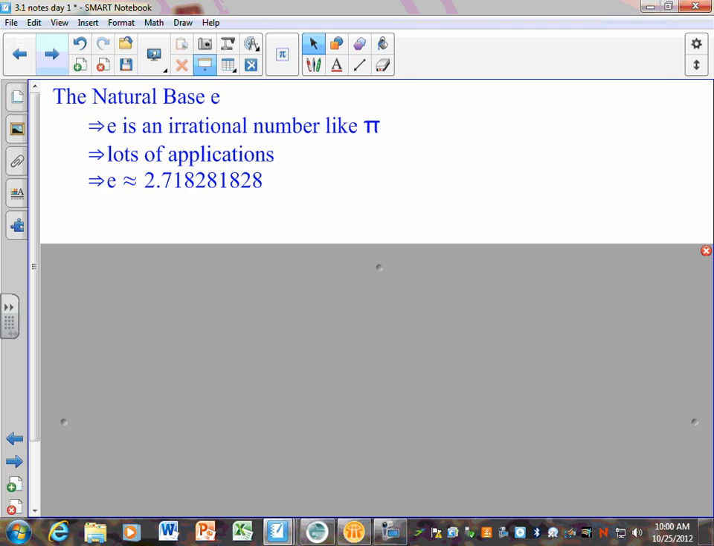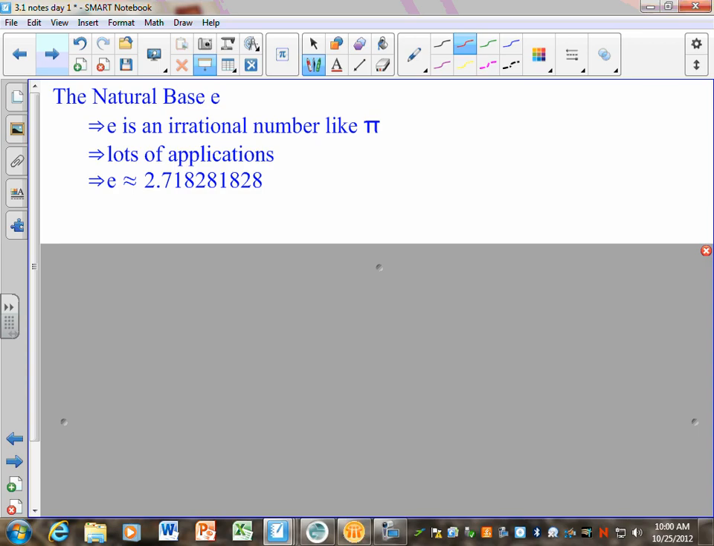E is the forgotten irrational number. Everyone knows pi, but it is a number just like pi. If you type on your calculator E to the first power, it should give you that approximation, 2.718281828. I don't expect that you memorize that, but that's what E equals. And like I said, there's lots of applications with E, and we'll do a lot of them. And so just E is the number, just like 2.